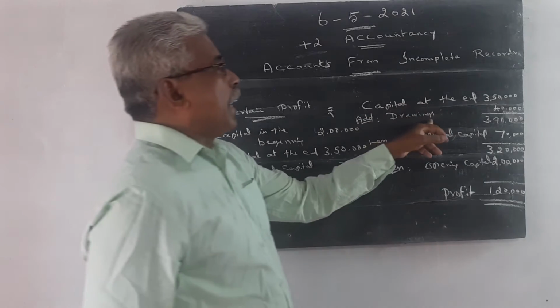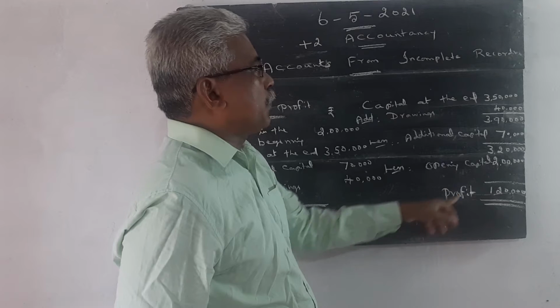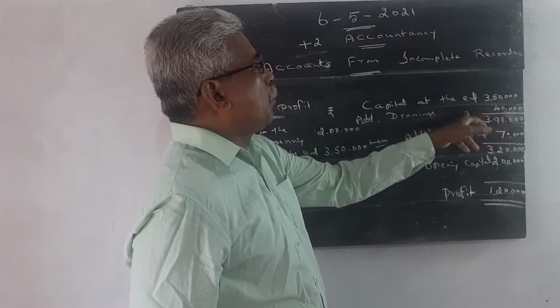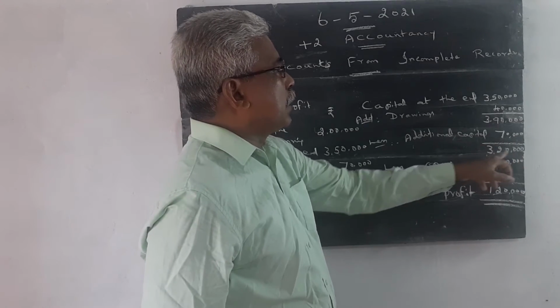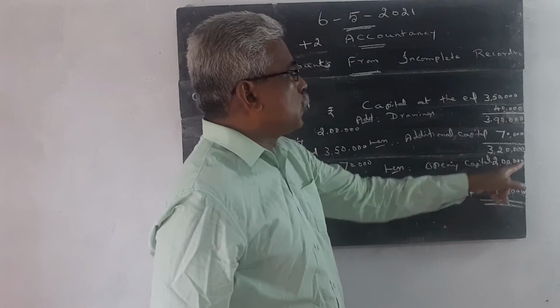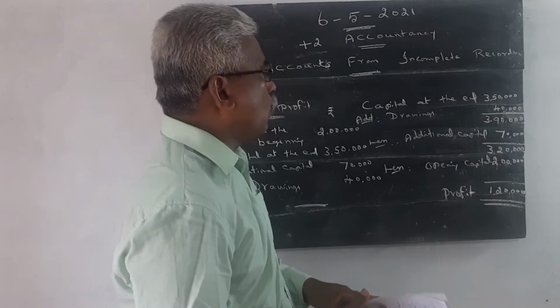Capital at the end, add drawings, less additional capital, less opening capital, we can get profit. 3,50,000 plus 40,000 is equal to 3,90,000, less 70,000 is equal to 3,20,000, less opening capital 2 lakhs, then profit is equal to 1,20,000. That is question number 1.